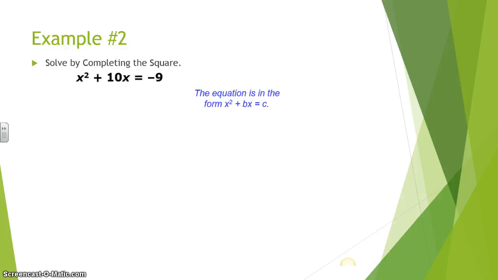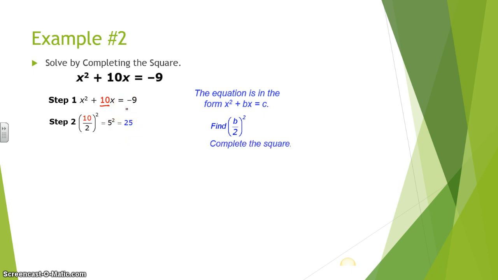So first thing is we need to make sure that the equation is in the x squared plus bx plus c form, and it is in that form. So then what we have to do is find the b divided by 2 squared. Again, our b is 10 here, so it's going to be 10 divided by 2 squared, which is 5 squared, which is 25.